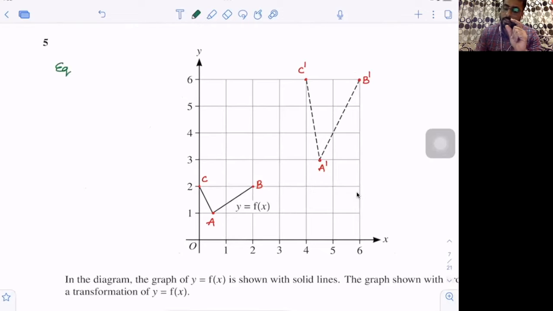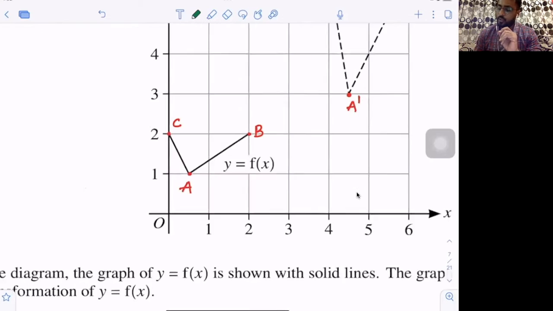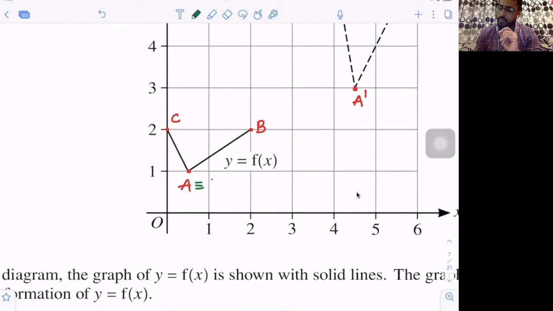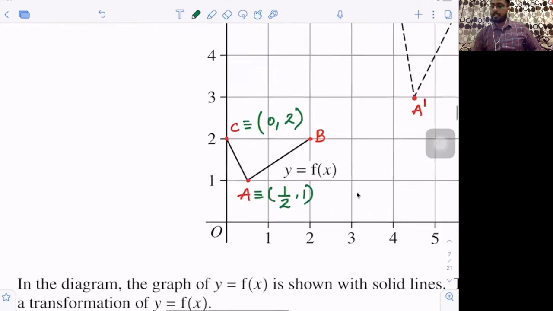So I'm writing here the equation of line AC. Now for that I will need the coordinates of points A and C. You can observe that point A has x coordinate 0.5, right? And the y coordinate is 1. So A has coordinates 0.5, which is 1 upon 2, as the x coordinate, and the y coordinate is 1. And the point C will have the x coordinate as 0, and the y coordinate is 2. Right, students? So let's get the equation of line AC.